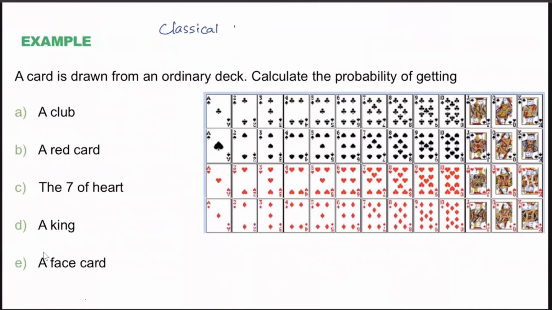Classical probability, we have this formula. The probability of any event E is equal to the number of elements in the event divided by the number of elements in the sample space. Before we read the question, let's talk a little bit about these cards. In a standard deck, how many cards are there in all? 52. 52 cards are there.